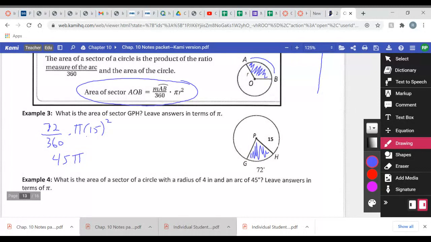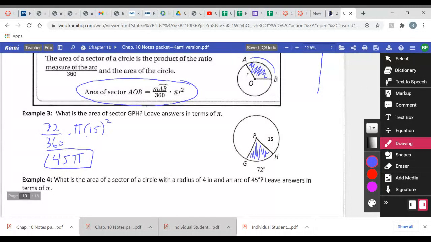If it didn't go in evenly, I would have to reduce that down and leave it as a fraction to have it in exact form. And then in this case, we don't have units in this problem. Okay, but we're leaving our answer in terms of pi.